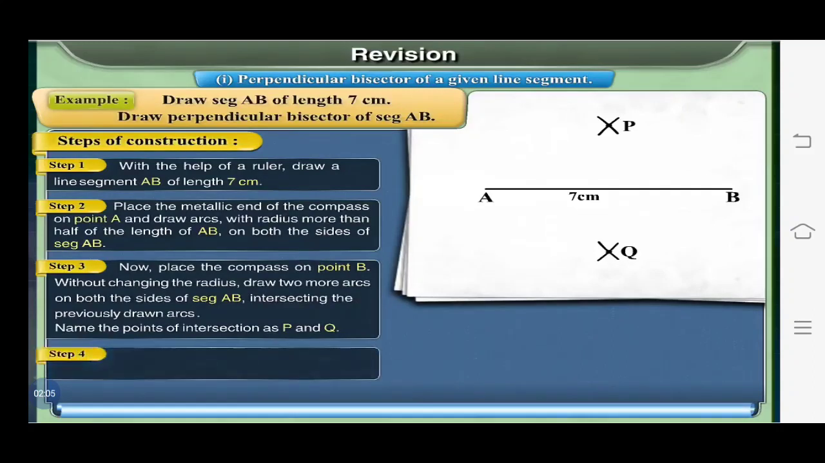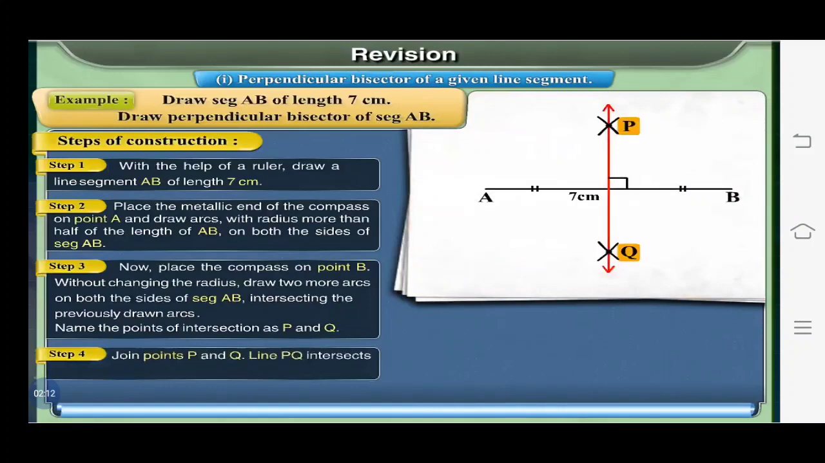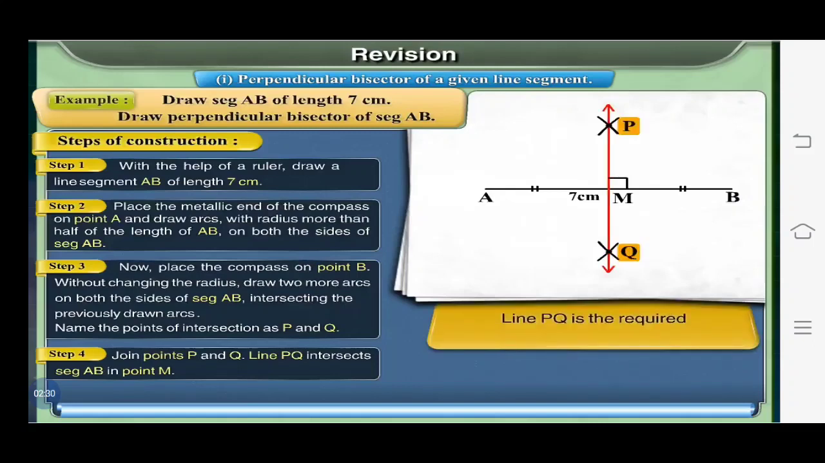Step 4. Join points P and Q. Line PQ intersects segment AB in point M. Here, the points P and Q are equidistant from points A and B. Therefore, by perpendicular bisector theorem, line PQ is the perpendicular bisector of segment AB.